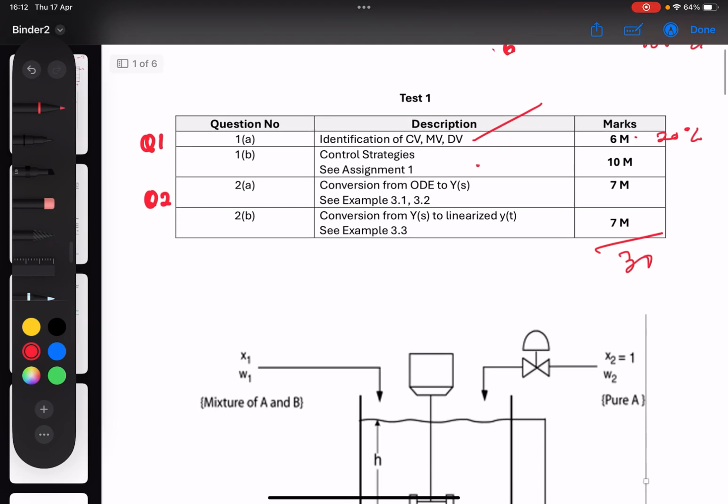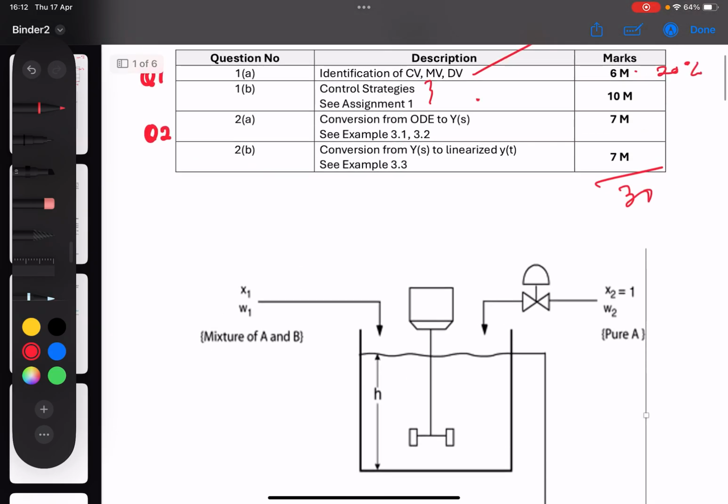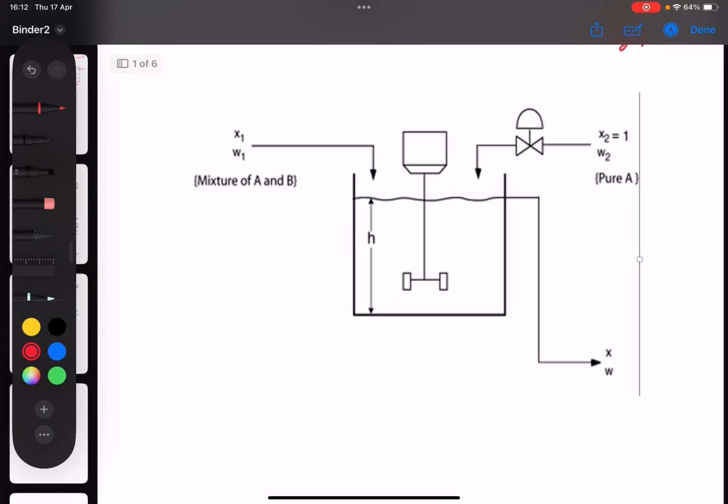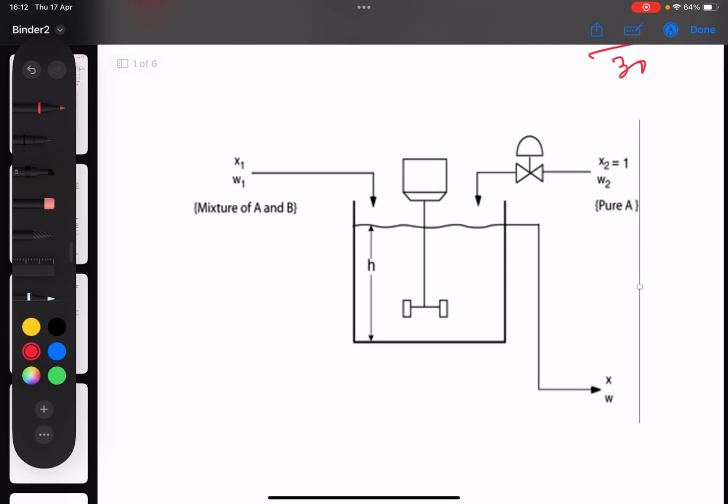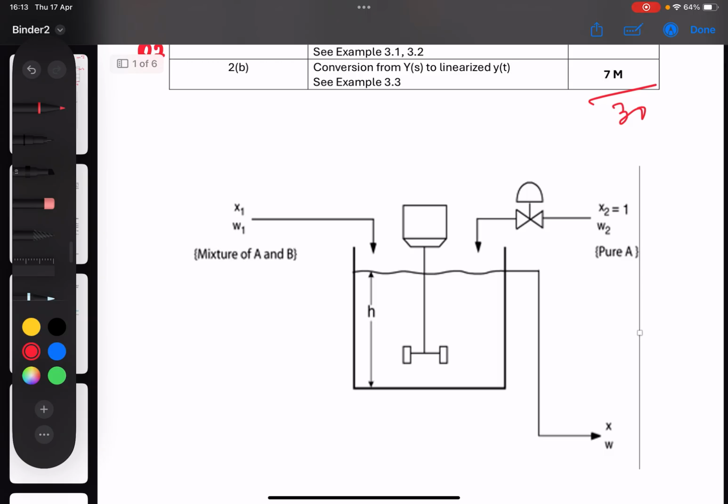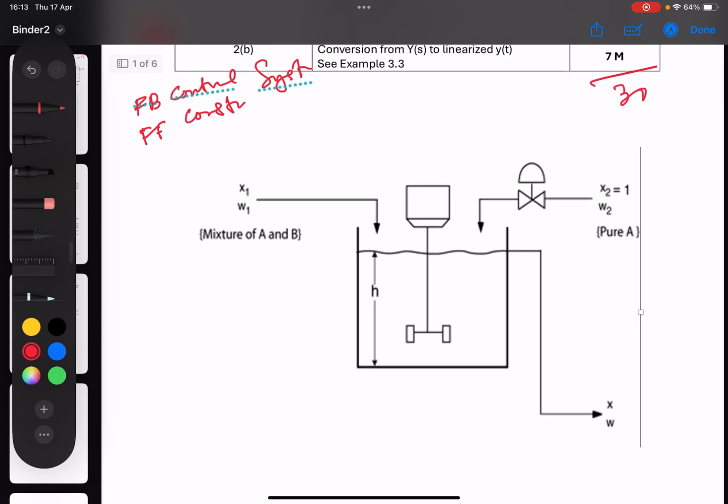Alright, the second part will be the control strategies. See also assignment 1. We'll take a look at the assignments later. Usually for the control strategies here, we're going to have a feedback control system and also a feedforward control system. Let's start with the feedback control system, because the name itself mentions feedback. Let's say I want to control the X over here.